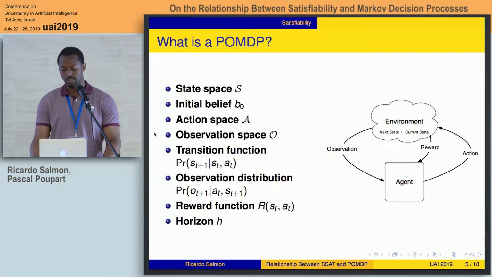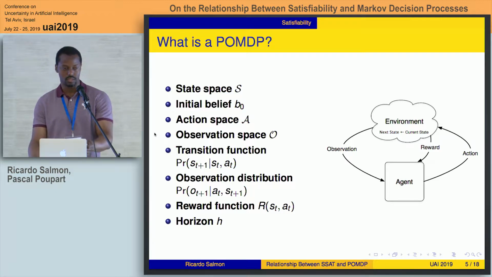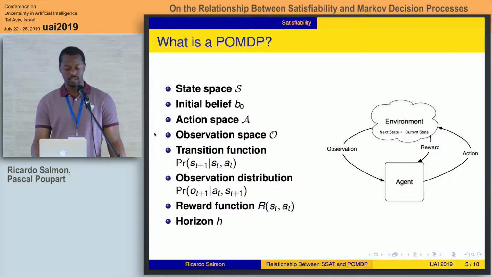The difference between a POMDP and, say, reinforcement learning is that you know the models. In particular, the transition distribution, the observation distribution, and the reward function. And here we work with finite horizon POMDPs.